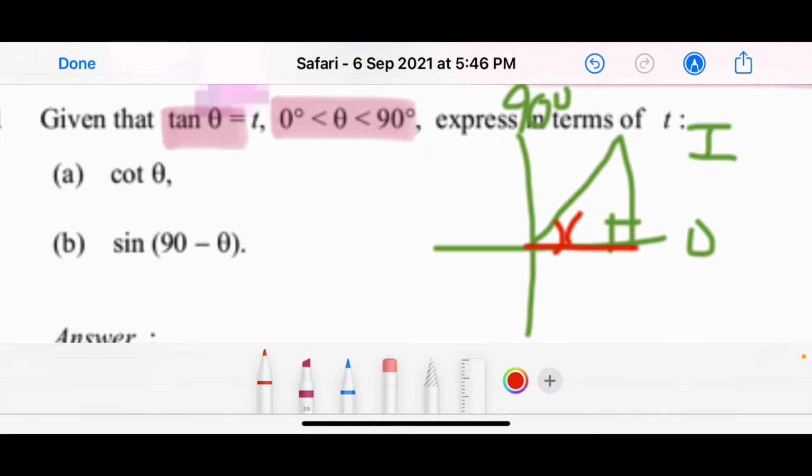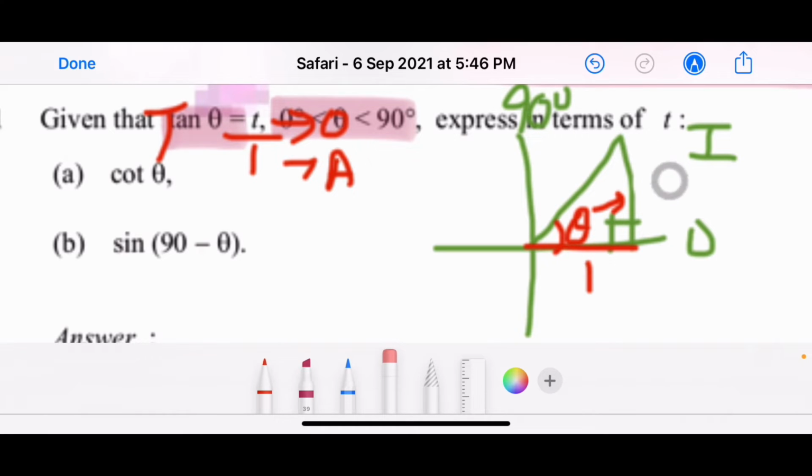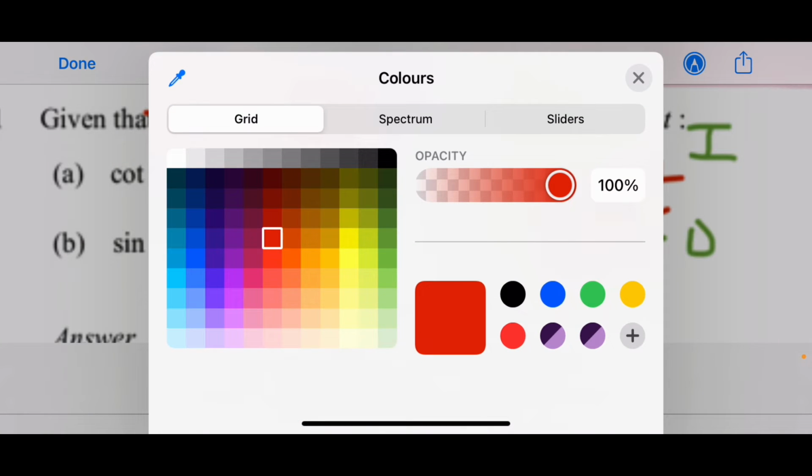This should be the theta, and then for all the trigo we always want to compare the sides, so you can just add the fraction t over 1, meaning that the opposite here is t, right? And this is the adjacent, because tangent is TOA, so that means the adjacent is 1. Alright, so that means you need to label your opposite as t. Hence, we can find the hypotenuse.